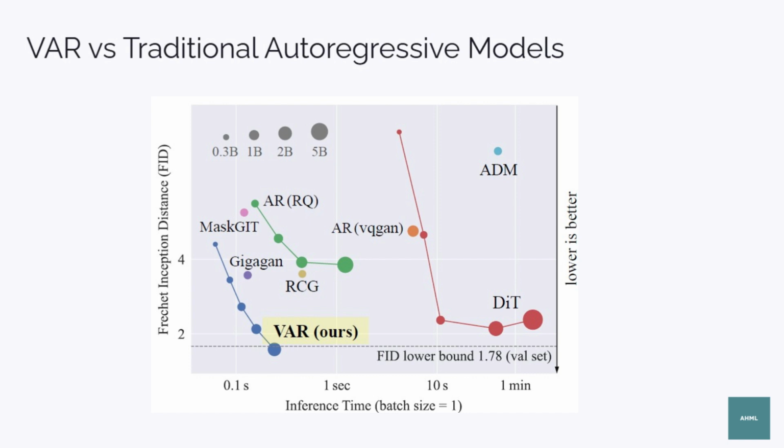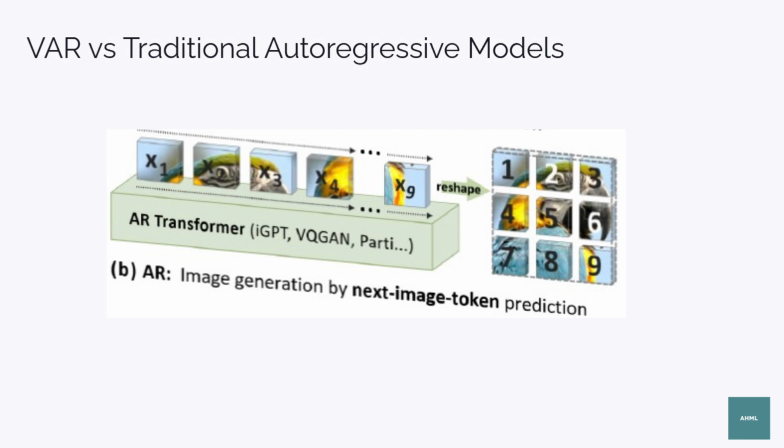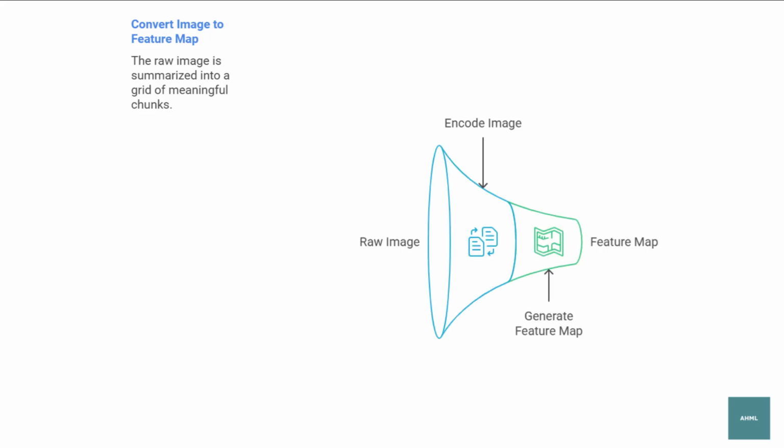Let's dive into how traditional models are trained first. A traditional image generation model predicts the next part of an image, one small piece at a time, based on what it has already seen. This is called next token prediction. To process an image for model input, the raw image is passed through an encoder, which converts it into a feature map. Think of this as summarizing the image into a grid of meaningful chunks.